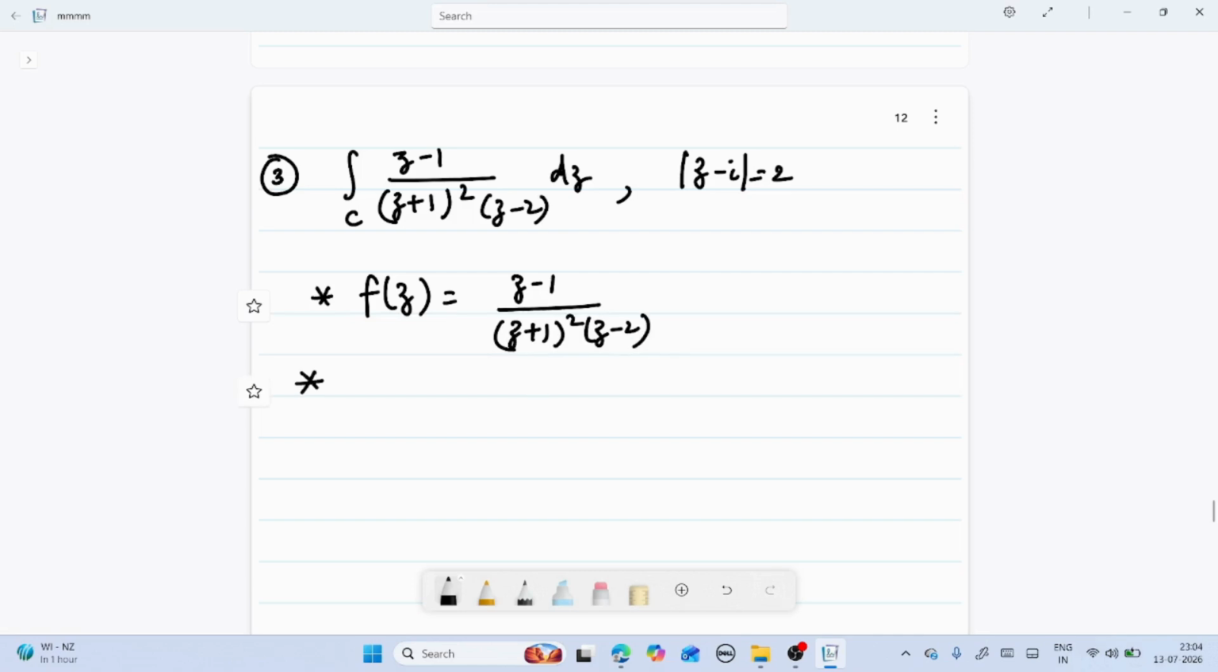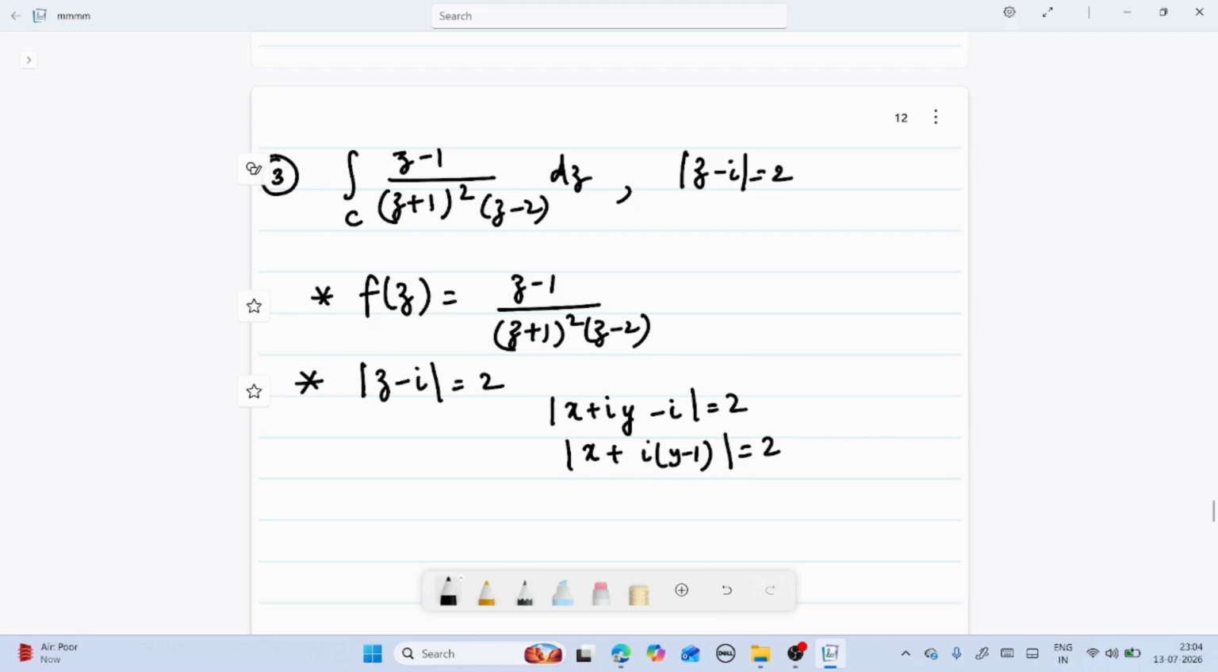Secondly, what do we do? We will identify the given circle. Now the given circle here is modulus of z minus i is equal to 2. Now just rewrite it this way. This is just for understanding: x plus iy minus i equal to 2. So this will be just x plus i into (y minus 1). So this is a circle with center at (0, 1) and radius is 2.